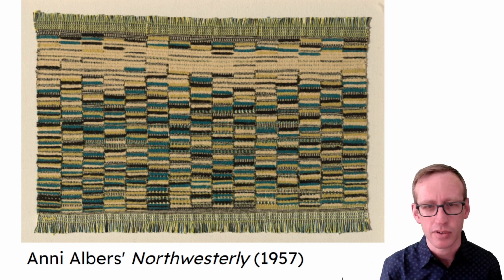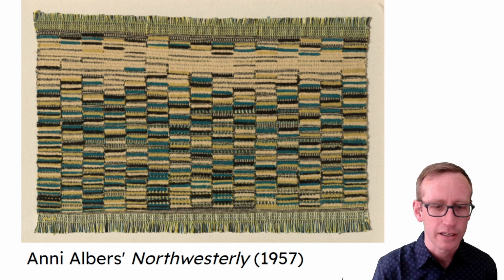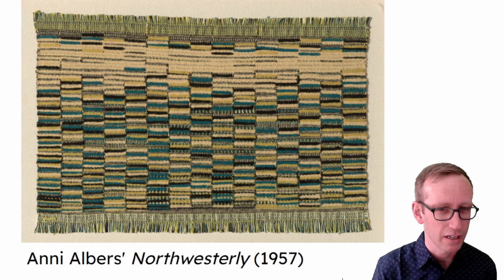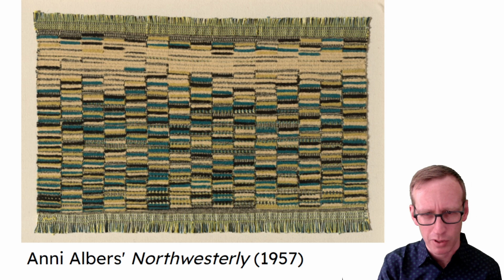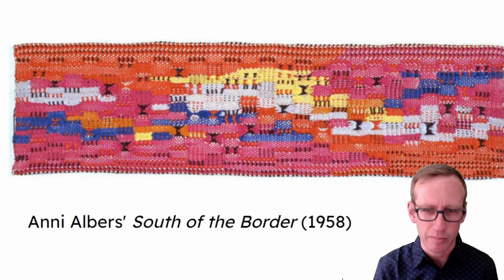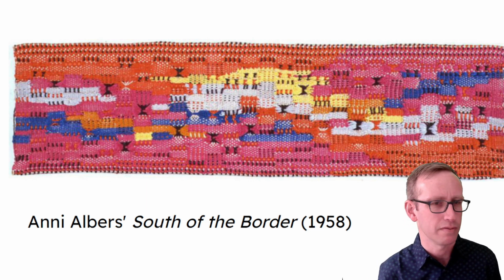I think I would call this abstract still, but there's a bit of representational structure here when we look at what this is titled and what it might suggest to us. This is called Northwesterly, and it does have a sense of the Pacific Northwest in terms of its colors and its overall shape, maybe a marshy kind of area. Another work by her that also suggests a sense of place and a perspective, and even a sense of a landscape, perhaps, is this South of the Border from 1958.